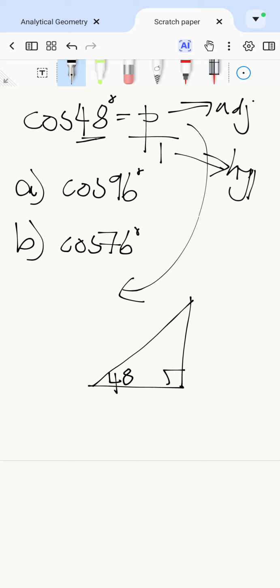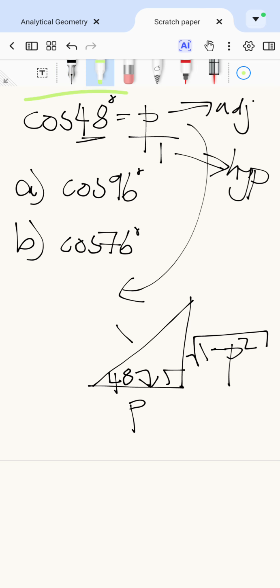Okay, so adjacent is around the same point. So the 48 is here. Adjacent is going to be this one, so P needs to go there. Hypotenuse is opposite the 90, so the 1 goes there. And then you find the third side using Pythagoras. Okay, so we'll say square root of this 1 squared. 1 squared is still 1, minus, because we are finding one of the shorter sides, the side over here, P squared.